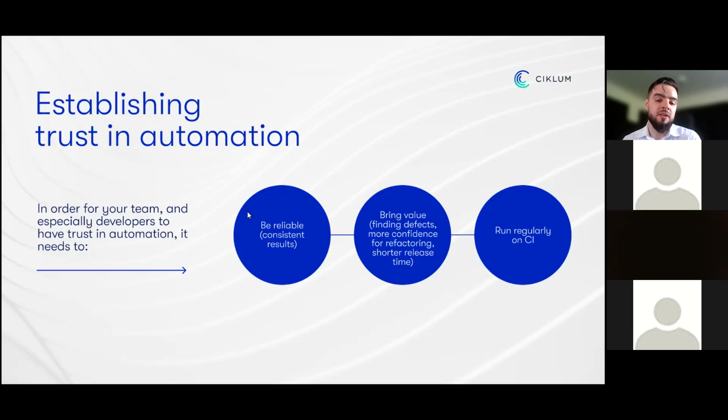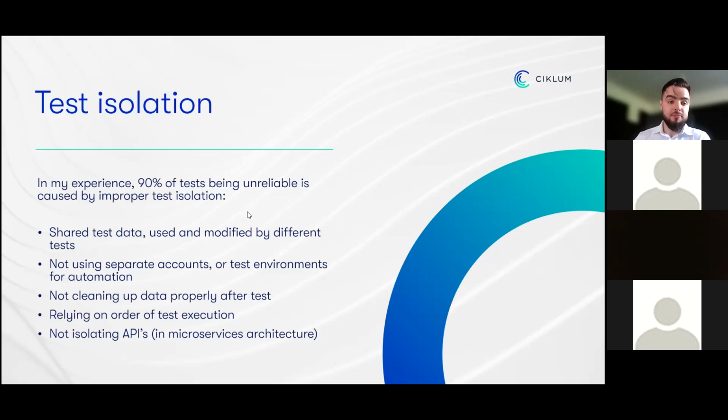Maybe after each PR. It all depends on the project, but it needs to be running regularly to bring this value. And in order for your tests to be stable, you need to properly isolate them, and we're going to discuss this now. In my experience, about 90% of unreliable tests are caused by improper test isolation. So what does it mean?